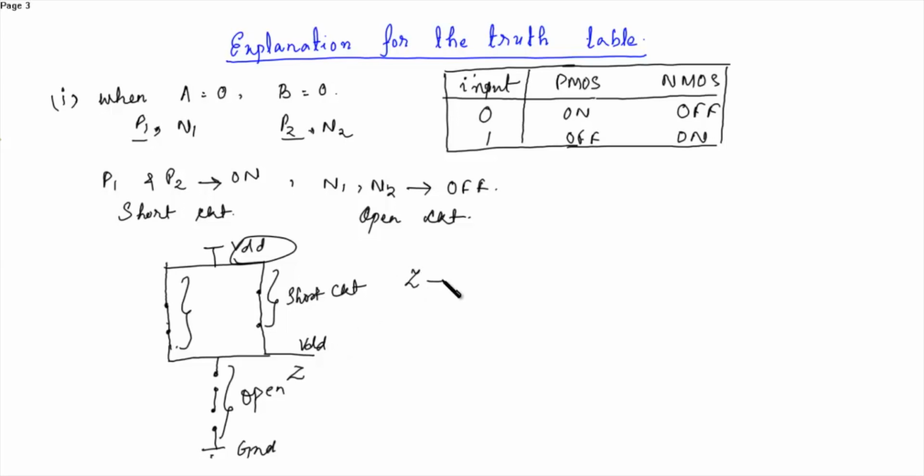So Z gives the value of VDD, or you can say it gives a high value. In our case, high value is represented by 1. So when input A is 0 and B is 0, the output Z will be equal to 1. Now let's see when A is equal to 0 and B is equal to 1.